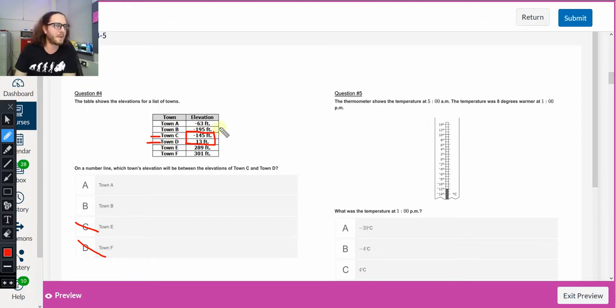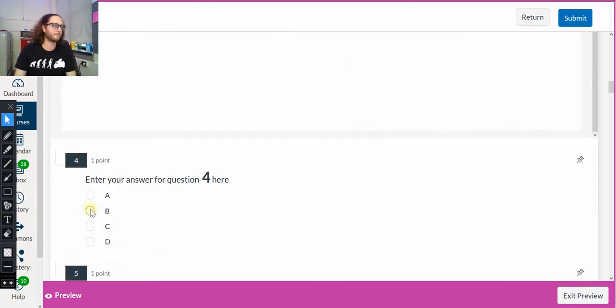And then town B is at negative 195, which is even further down than town C, so it's not town B. Town A is going to be somewhere in the middle of positive 13 and negative 145. So for number 4, we wanted B.